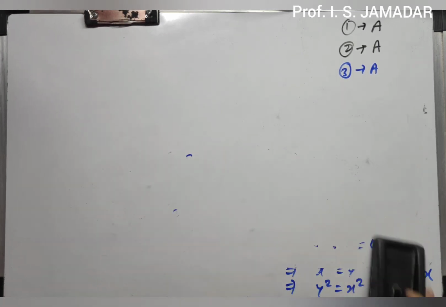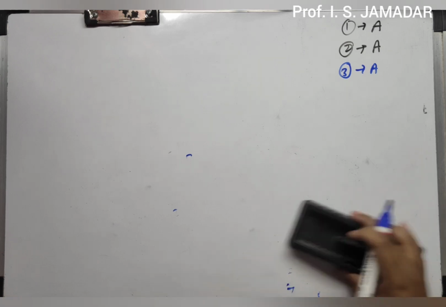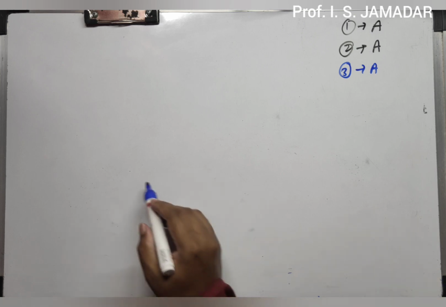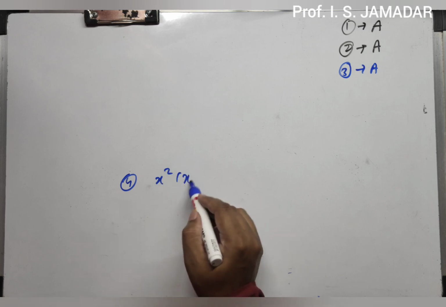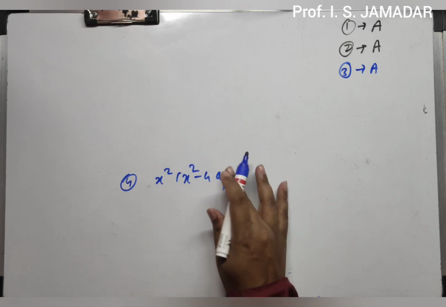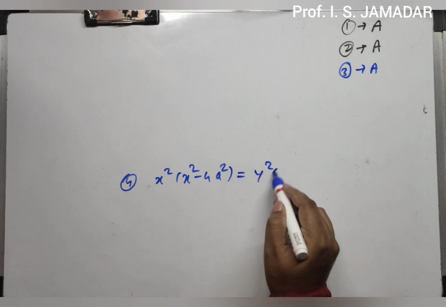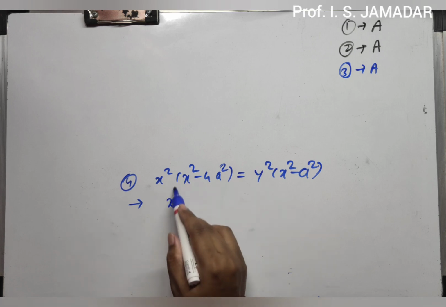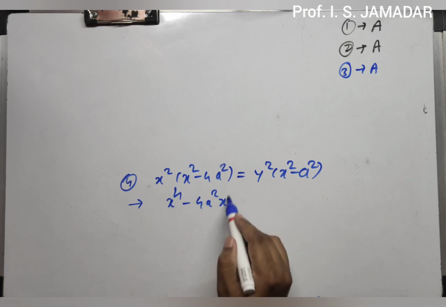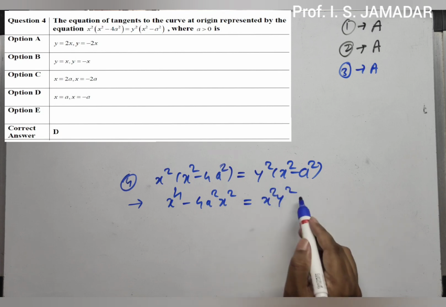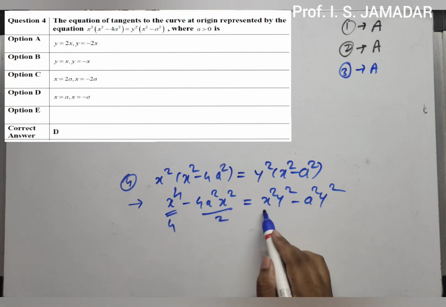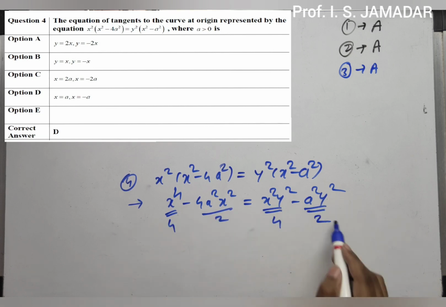Next question, question number 4. The equation of tangent to the curve at origin. The equation of the curve is x square into x square minus 4 a square is equal to y square into x square minus a square. Let us do the multiplication. First of all, it is x raised to 4 minus 4 a square x square is equal to x square y square minus a square y square. So this is a degree 4 term, this is degree 2, this is degree 4, and this is degree 2.